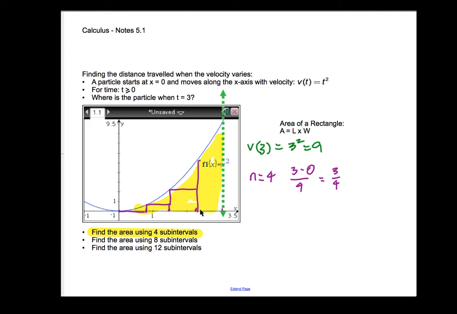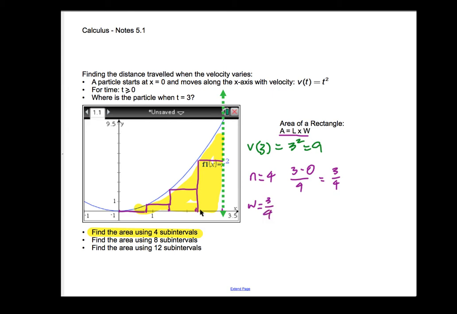Now you'll notice when we take the area of these rectangles that I'm going to be a little bit short of the actual area under the curve, but this is an approximation, and so that's okay. So what do you get? Well, we're going to find the width, because remember the area of a rectangle is length times width, and the width of each of these rectangles is 3/4. So for this particular problem, our width is going to be 3/4.